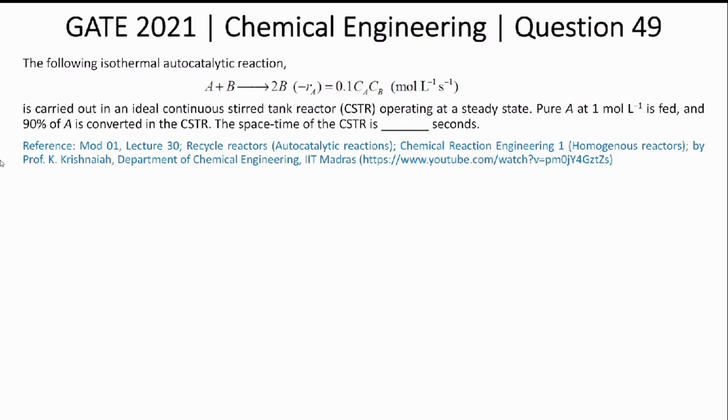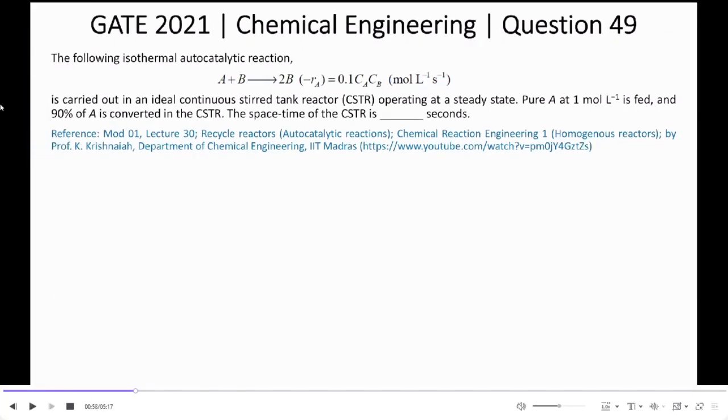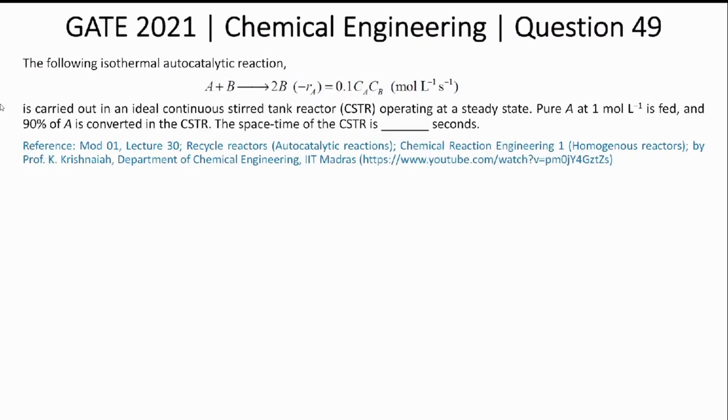So in this question, the following autocatalytic reaction is happening: A plus B gives 2B, and the rate of reaction is given as 0.1 CaCb. That means this is a second order reaction. This reaction is carried out in an ideal CSTR operating at steady state. Pure A at 1 mole per liter is fed and 90% of A is converted in the CSTR. And we need to find the space time of this CSTR in seconds.